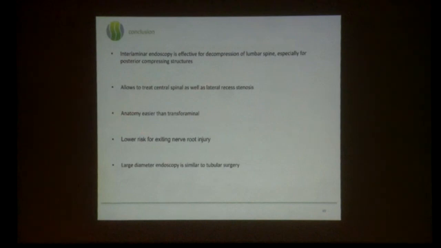If you want to become an endoscopic surgeon, you should have a combination of both transforaminal and interlaminar, and then you can cover most of the pathologies.